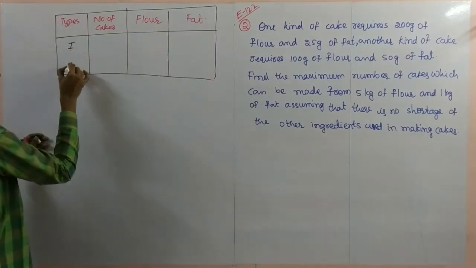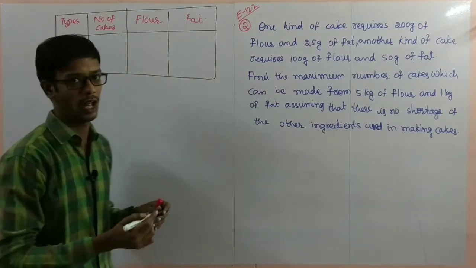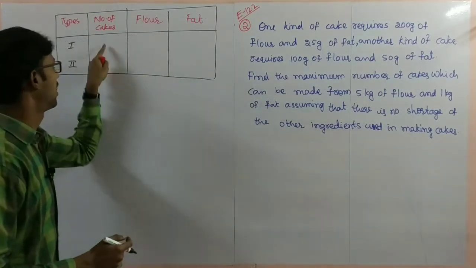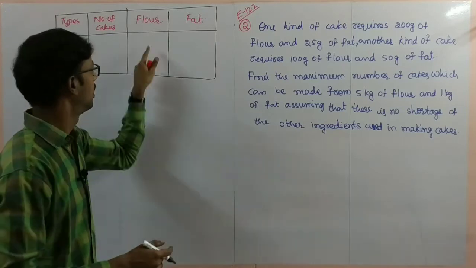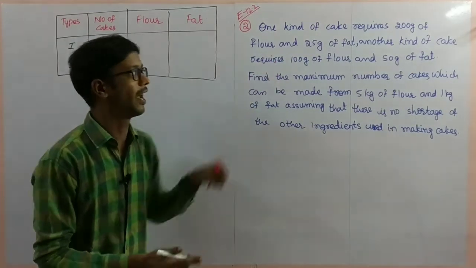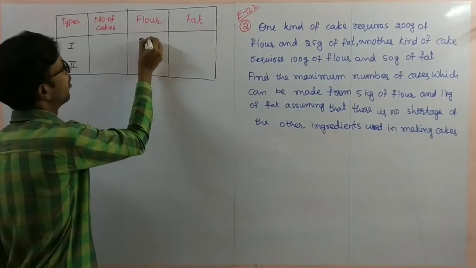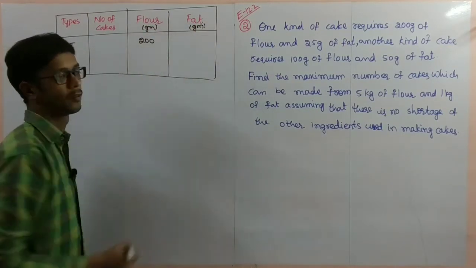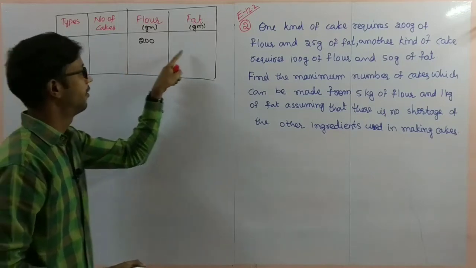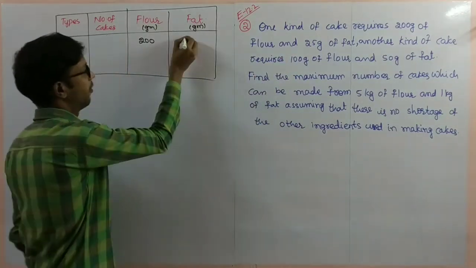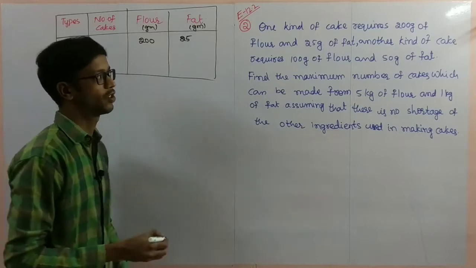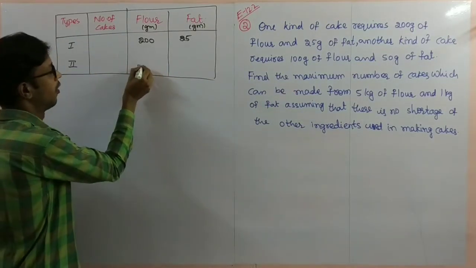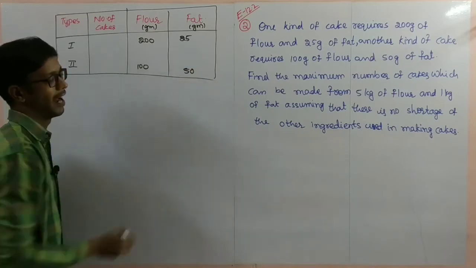Type 1 and type 2. Two types of cakes are there. Here one type and second type I am taking. Next, number of cakes, last we'll write that one. Flour for first type of cakes 200 grams, here in grams, here also in grams. And fat how much is needed? 25 grams of fat. Next, another kind of cake requires 100 grams of flour, 50 grams of fat.